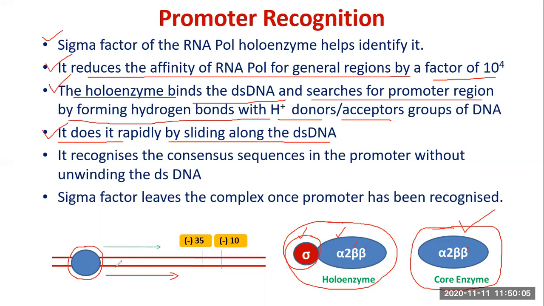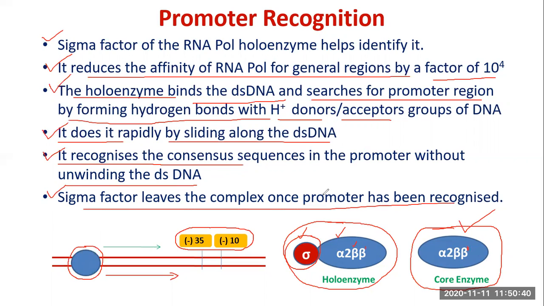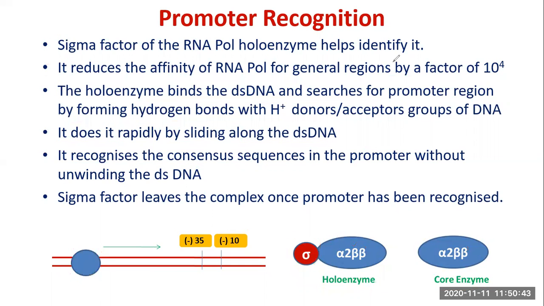And how does it identify the promoter region? The promoter region is identified by the presence of those consensus sequences located at -35 and -10. This recognition of consensus sequences by the RNA polymerase takes place without unwinding the double-stranded DNA, otherwise it would have taken a longer time. So it identifies these consensus sequences when they are present in the double-stranded form only. The sigma factor, as I said earlier, leaves the complex once the promoter has been recognized. Once the job is over, it leaves the enzyme.